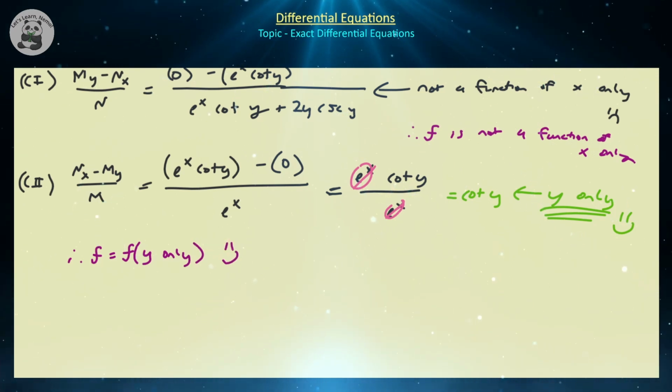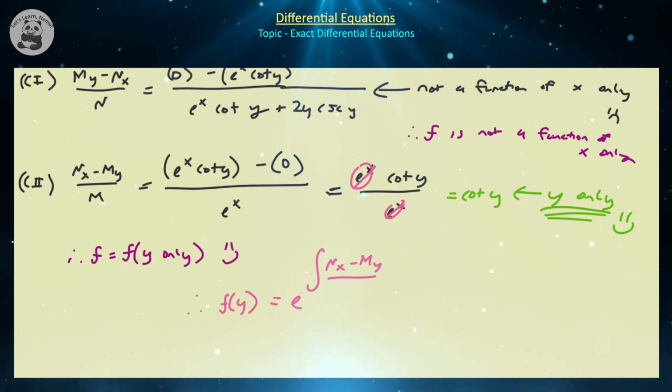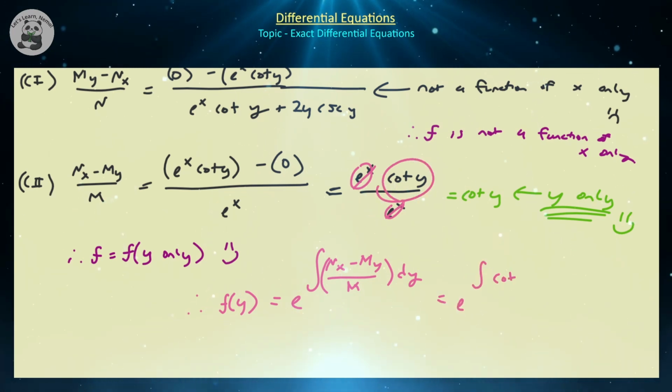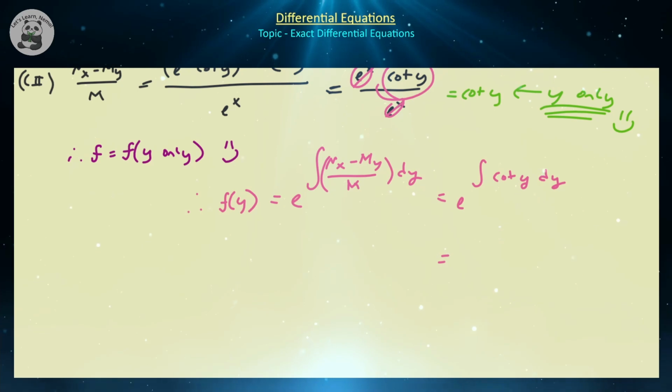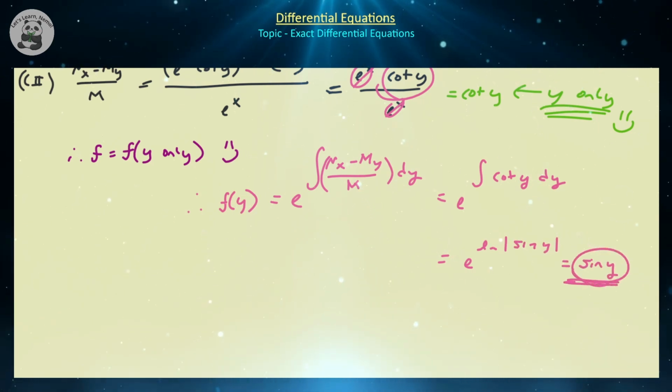And if it is a function of y only, it actually has the structure e to the integral of (nx minus my) over m dy, right? Which is just going to be equal to e to the integral of that function that we were left with, the cotangent of y. So that is going to be our integrating factor, and we should know that the integral of cotangent is just going to be e to the natural log of sine of y, which just simplifies to the sine of y. So that is our magic integrating factor.